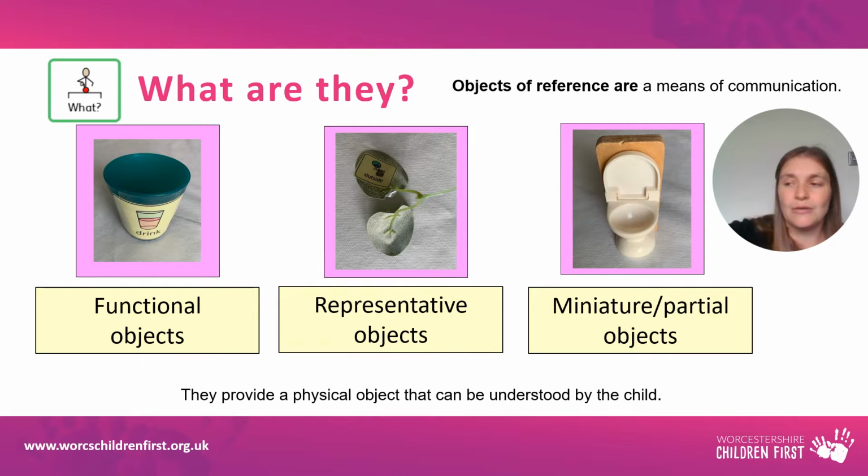We could also use, where possible, maybe miniature items. So this is a doll's house toilet, so that could represent your toilet. Or you could use partial objects, such as part of a blanket that maybe is always on the sofa.